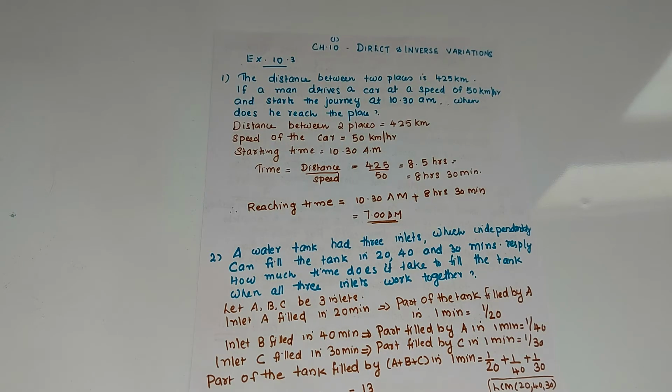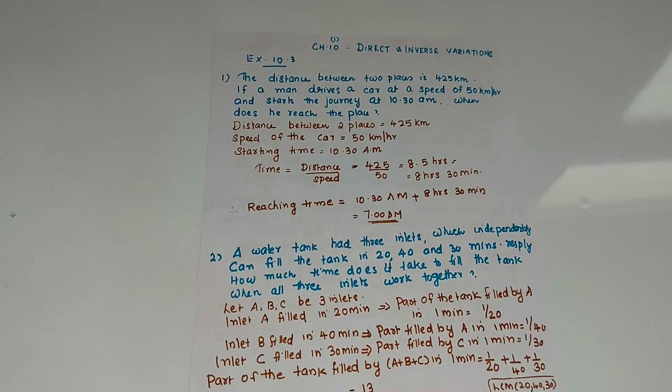8.5 hours means 8 hours and 30 minutes. So you add this time period to this starting time. Here starting time is 10:30 am. So you add this 8 hours 30 minutes to 10:30 am. We will get 7 pm. So his reaching time equal to 7 pm.